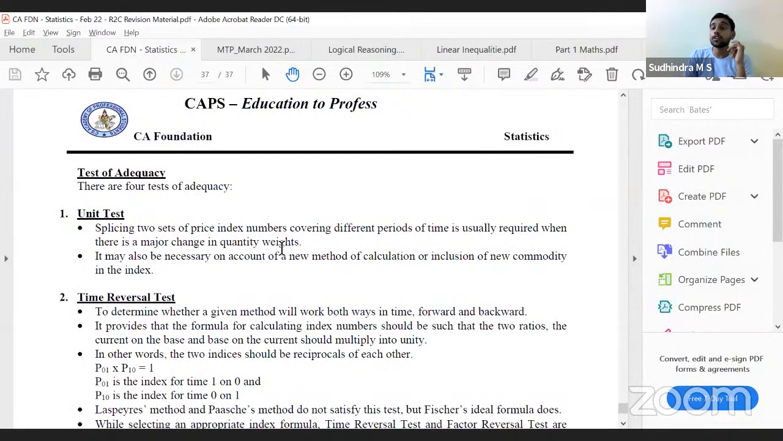Next, we have tests of adequacy, very important. We have 4 tests: unit test, time reversal test, factor reversal test, circular test. Unit test is that a change in the units should not affect the index number. Apart from simple aggregate index numbers, all other index numbers satisfy the unit test.